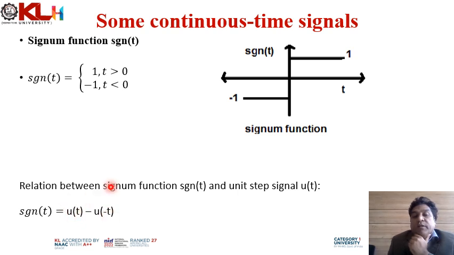So this u of t gives the positive values of 1 for t greater than 0, and on the negative time side there is a -1 here. For that we are putting minus of u of minus t.